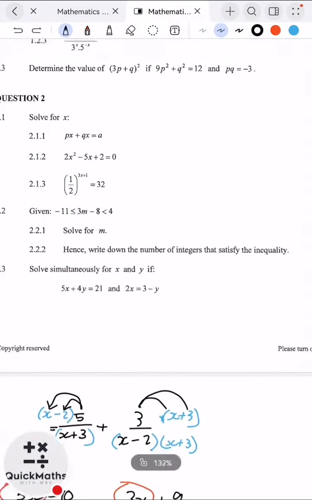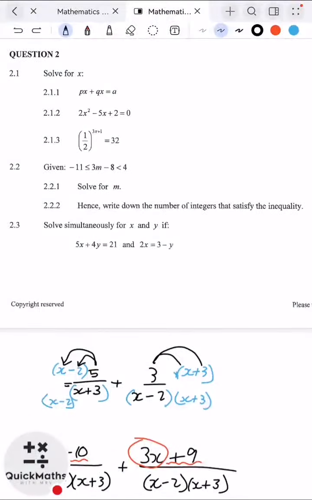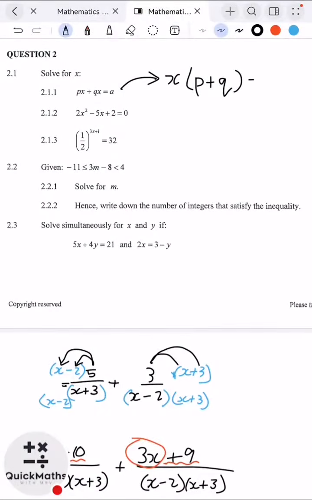Okay, the next question is solving for x. So don't get confused by the first one, because over there's no numbers, right? You do the same thing. So if I exclude this, make like it's not there. What you see is that there's an x there, there's an x there, so x is our common factor. So I'm going to take x out as a common factor, open bracket. If this term gets divided by x, I'm going to be left with p. If this term gets divided with x, I'm going to be left with plus q. All right, and this is all equal to a.